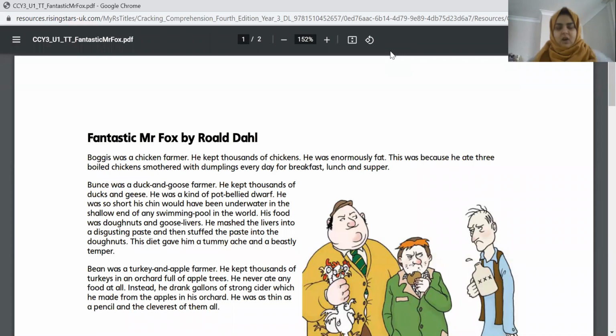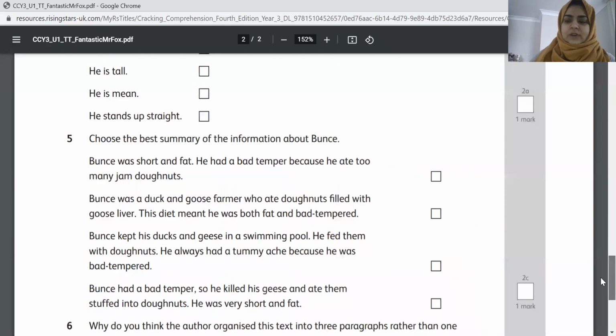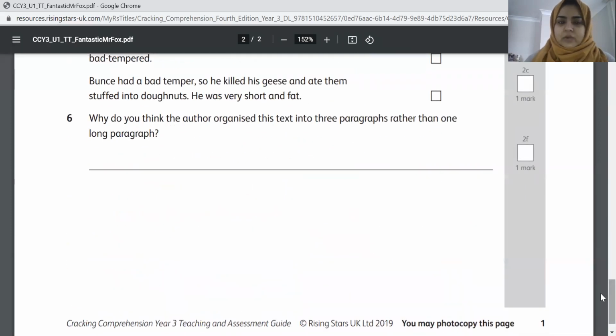So the correct answer is that he was speaking about a new character in each paragraph. This is how you could tell which paragraph was related to which character. The first paragraph was about Boggis, the second about Bunce, and the third about Bean. So why did the author organize this text into 3 paragraphs rather than one long paragraph? This is because each paragraph was information about a different character.